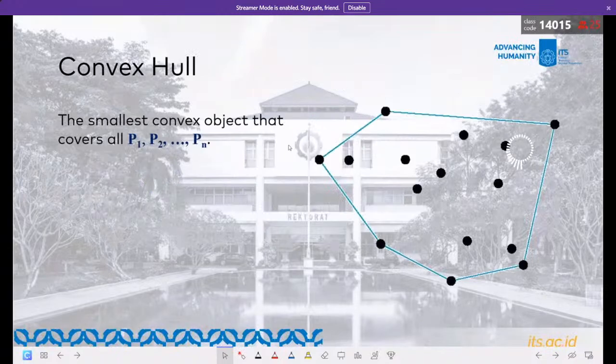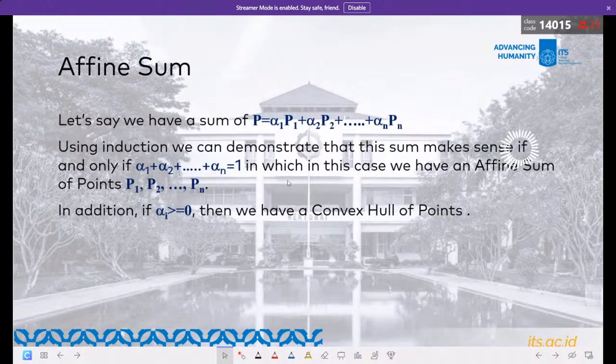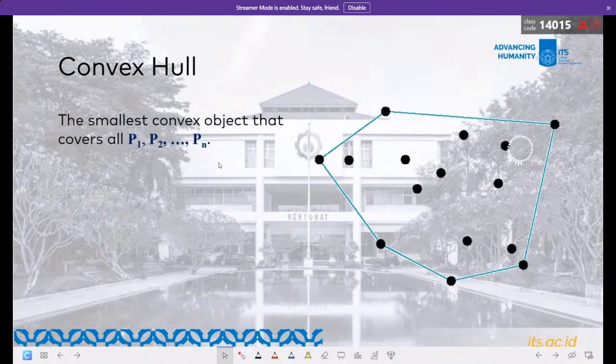Ini convex hull. Convex hull itu the smallest convex object that covers all P1 up to Pn. Ini titik-titik P-nya ya. Konsep ini penting terutama kalau misalkan nanti teman-teman perlu membuktikan apa ya? Clustering. Clustering ini juga kepake kalau ngobrolin masalah kecerdasan buatan, terus image processing dan sebagainya. Konsep convex hull ini salah satunya nanti akan dipakai juga di situ.